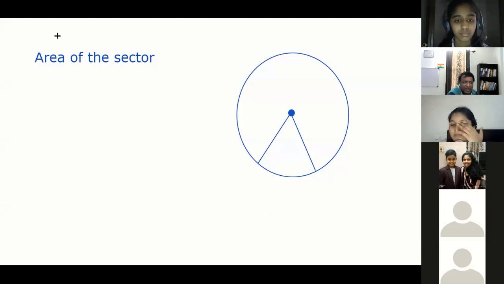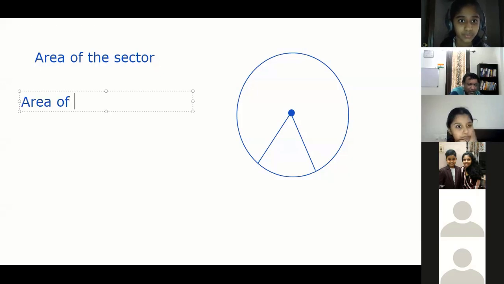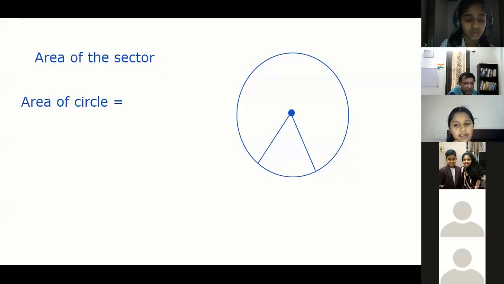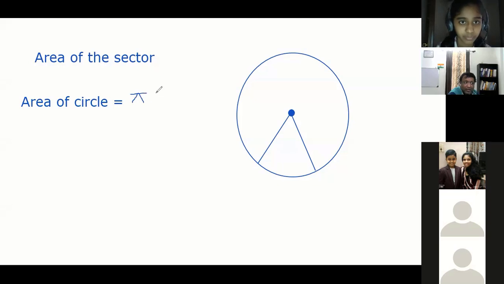Tell me, what is area of full circle? Tell me, anybody on audio. What is area of full circle? Pi r square. Correct? Kripa, 2 pi r is a circumference. So everybody knows. Tell me, full circle is how many degree? 360 degree. Very good. 360 degree. If I say this is suppose say 60 degree.